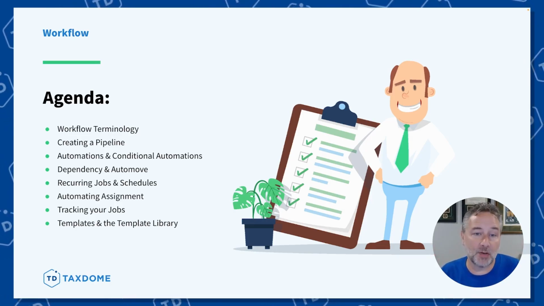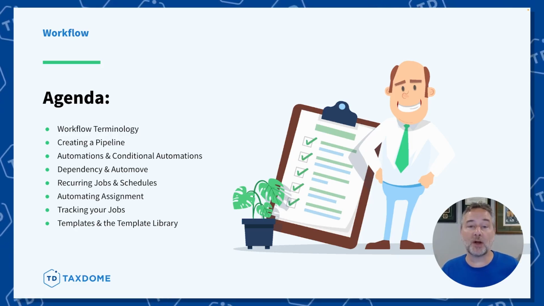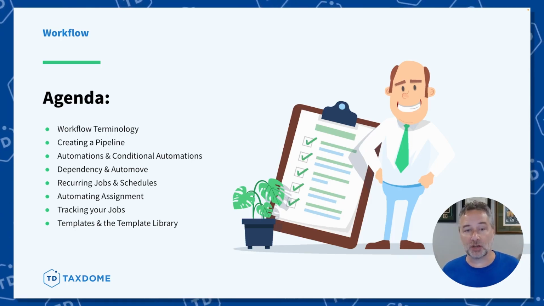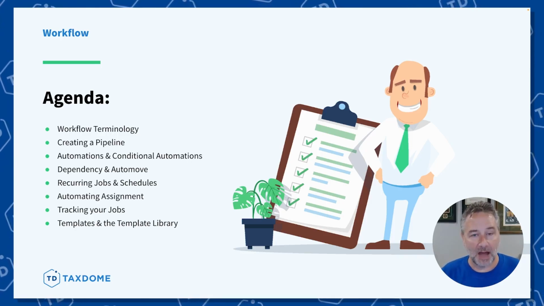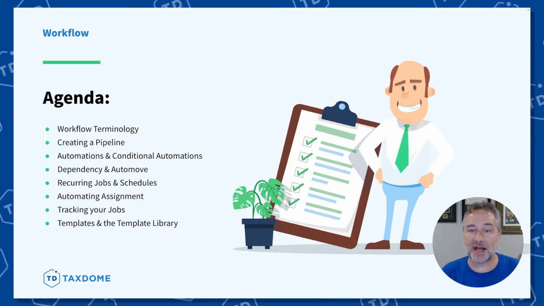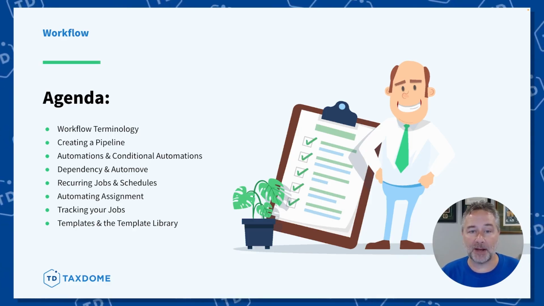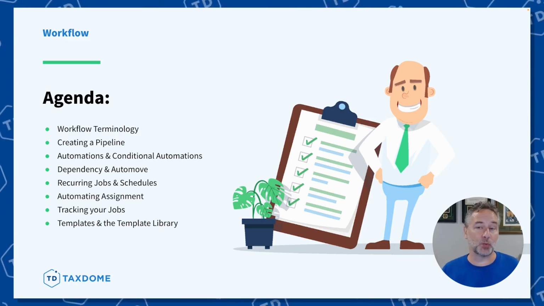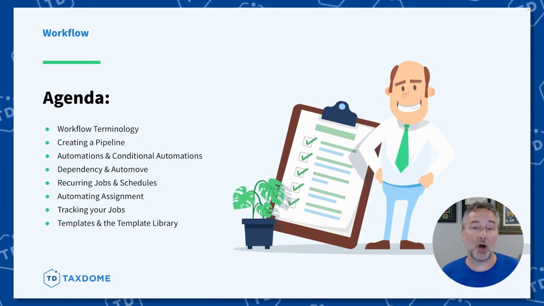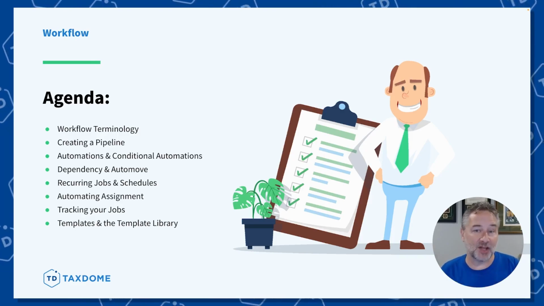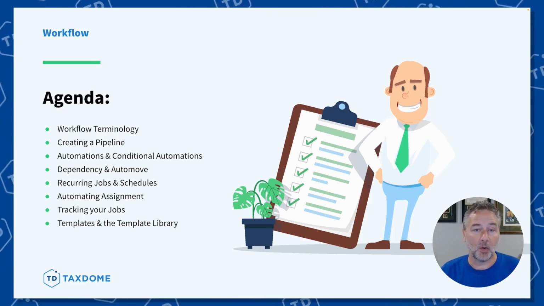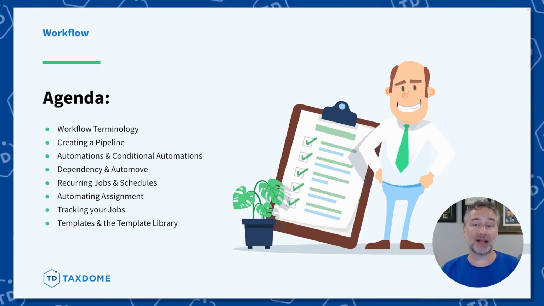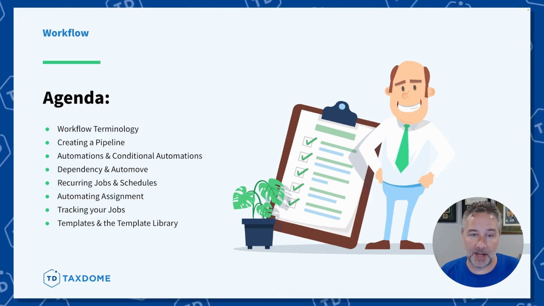So here's how we're going to do things today. We will start by going over the basics of workflows by explaining what the different terms actually mean. After that, we're going to jump straight into the steps for creating a pipeline. Now, while we talk about all of that, we'll cover how to set up both regular and conditional automations, since that's actually the main attraction here. Once all of that's clear, we'll talk about creating dependency and automatically moving jobs through your pipeline.